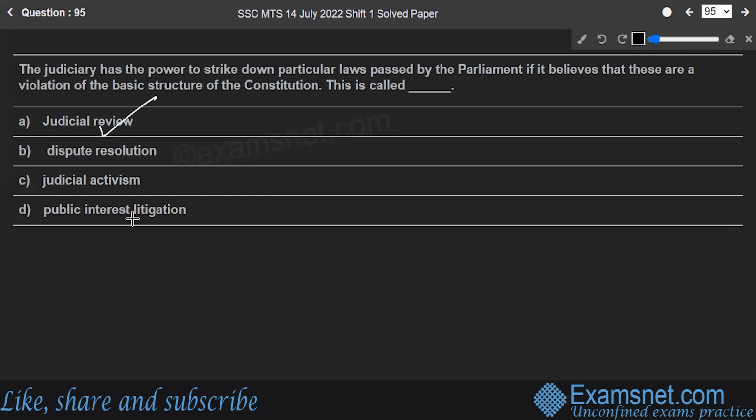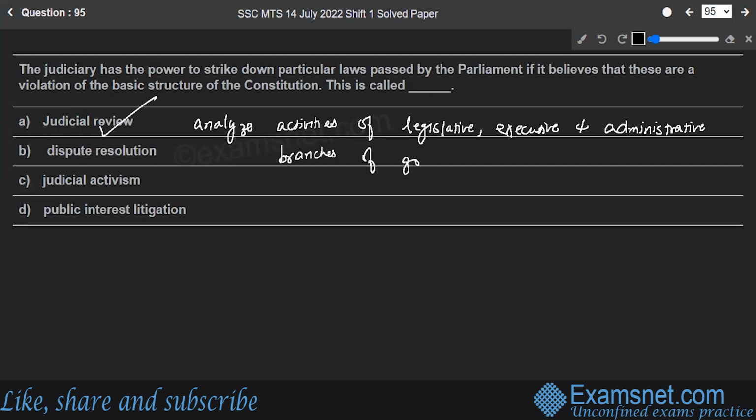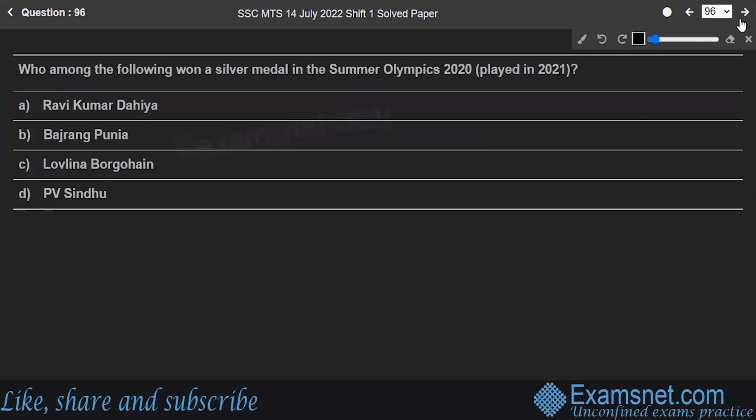It is the ability of a country's courts to analyze activities of the legislative, executive, and administrative branches of the government. It determines whether such actions are in accordance with the constitution or not. So option A is the correct answer to the question. Hope you are clear. Next, question number 96.